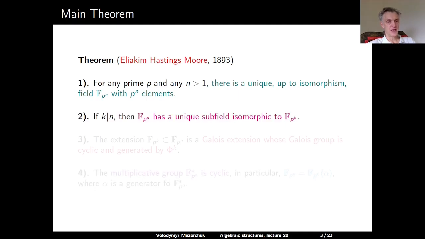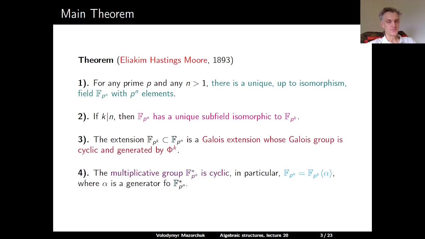Claim 2. If k divides n, then F_{p^n} has a unique subfield isomorphic to F_{p^k}. Claim 3. The extension from F sub p to the power k to F sub p to the power n is a Galois extension whose Galois group is cyclic and is generated by the k-th power of the Frobenius map.